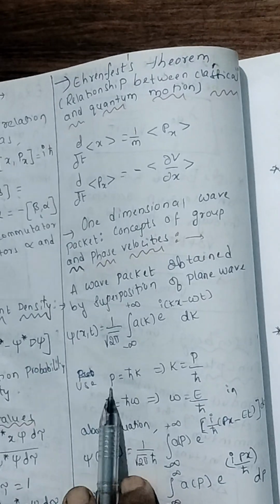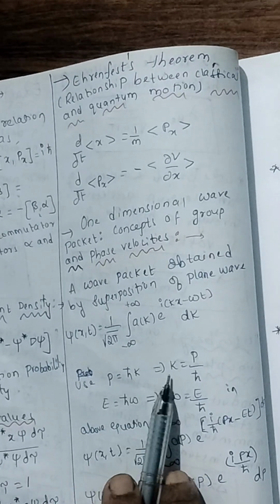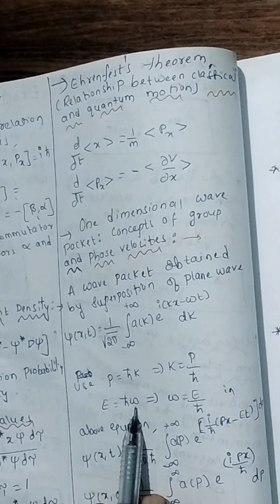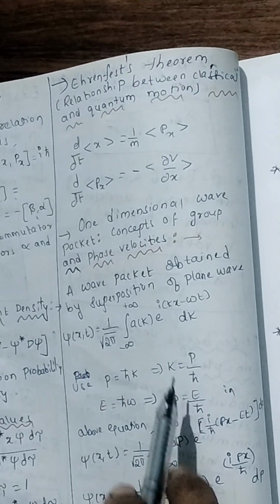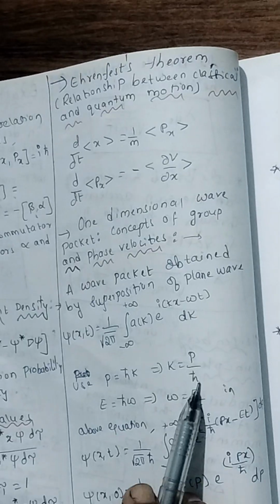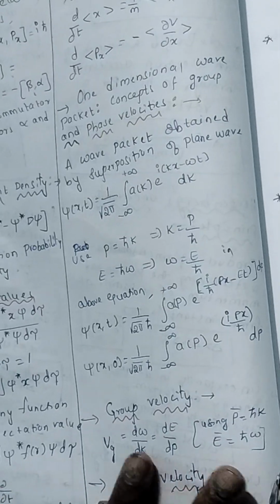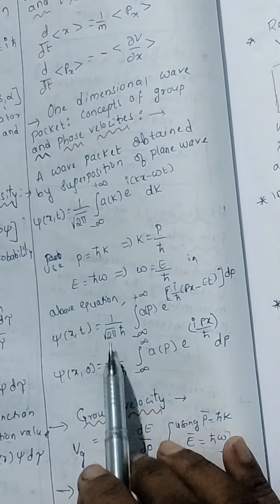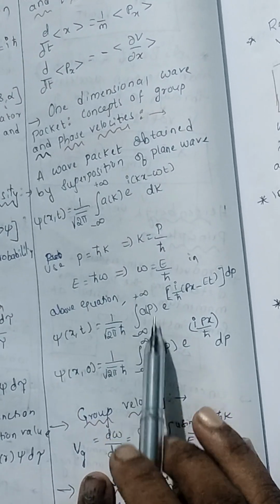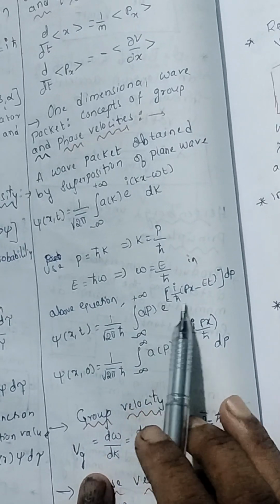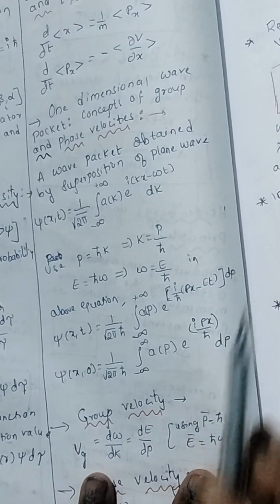Here, see the formula p equal to h cut k, where k equals p by h cut. Substitute in the place of k. Next, E equal to h cut omega, so omega equals E by h cut. In place of omega, you substitute E by h cut. Then you will get the form: psi of x comma t equal to 1 by root 2 pi h cut, integral from minus infinity to plus infinity, a of p e to the power of i by h cut (px minus Et) dp.